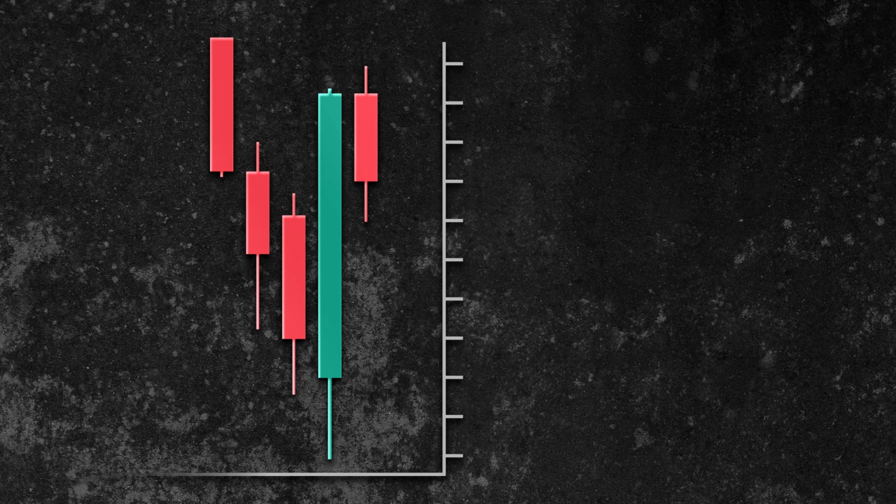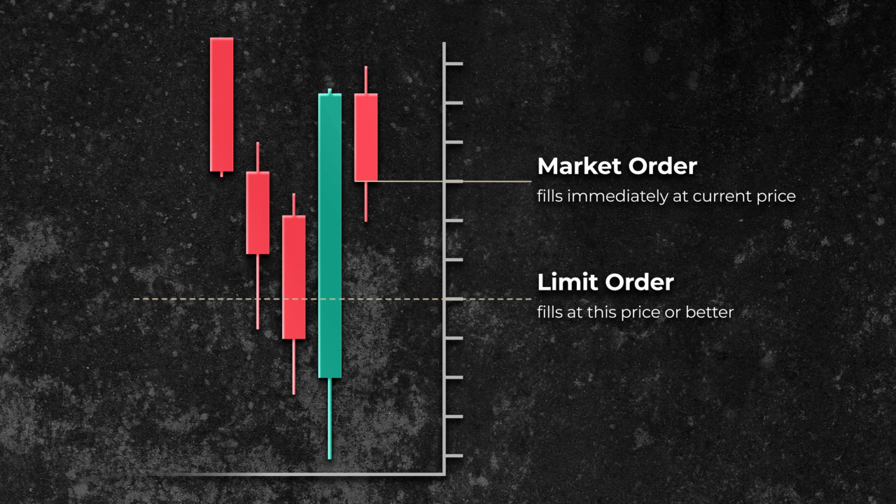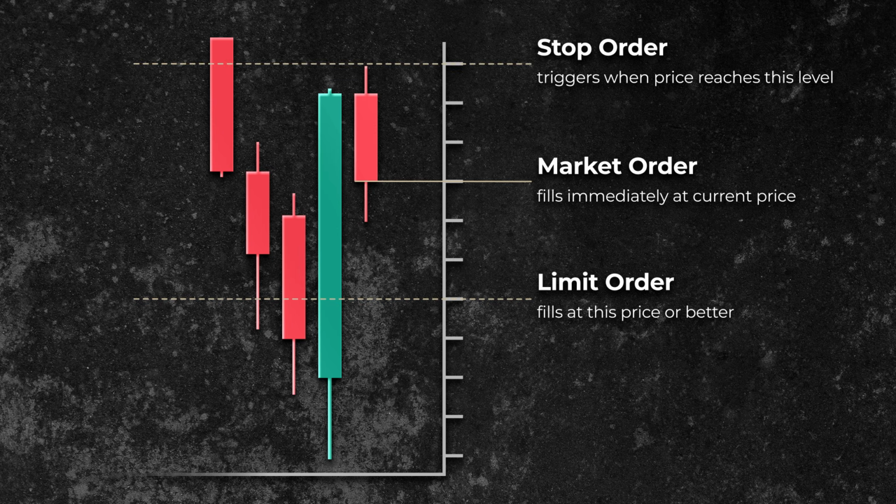A market order executes immediately at the current price. A limit order executes at a specific price or better. A stop order triggers once price reaches your defined level. Each serves a different purpose depending on context and strategy. That covers the entry. Trade management, however, is where structure becomes critical.